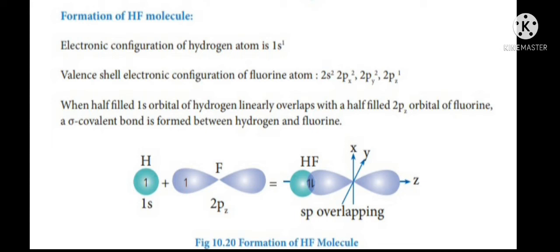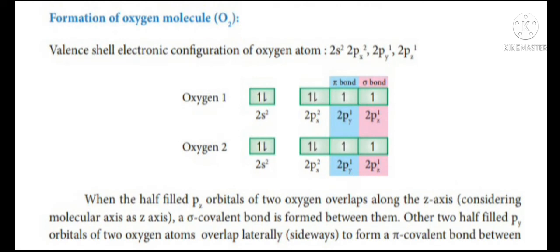Hence, a single covalent bond is formed between hydrogen and fluorine. That single covalent bond is said to be sigma bond. Formation of hydrogen fluoride is shown here. Next one, formation of oxygen molecule. Whenever two oxygen atoms combine together, it forms oxygen molecule.